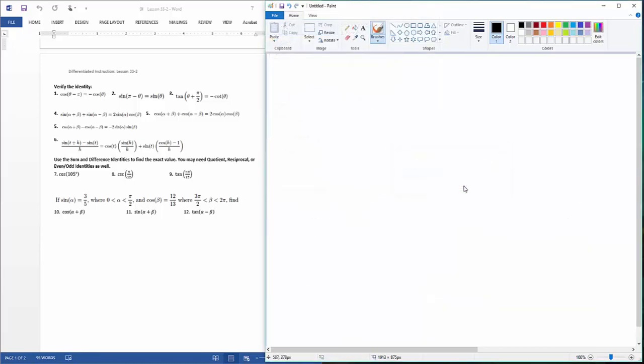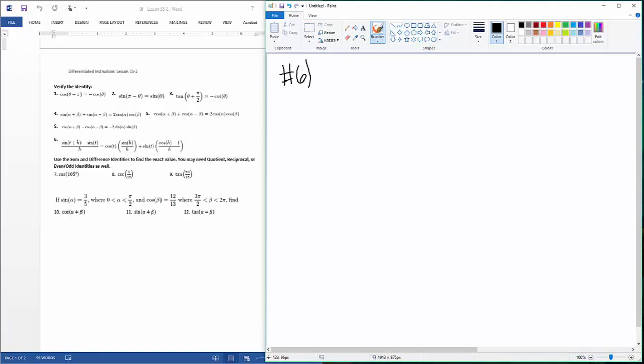For numbers 4 and both of those 5s, just know that you're going to have to use the sum and difference identity for the sines and the cosines. Just write it out, be neat, and you'll see as things cancel out. And number 6, I'll set it up for you.